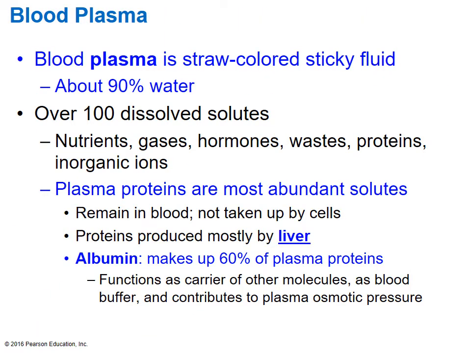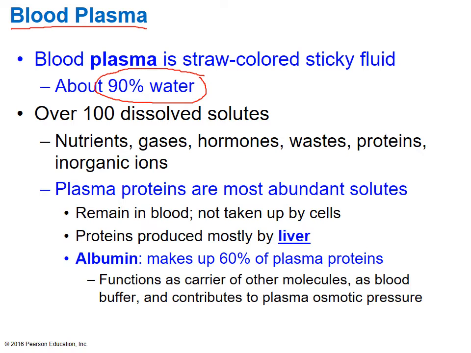Now let's take a look at the plasma. So as I said to you before, the plasma is mostly composed of water. And within the plasma, besides the formed elements, you will have different items floating around. So studies have shown that there's over 100 different solutes, and these can be things like hormones, waste products, inorganic ions, nutrients that are just kind of floating around within the plasma itself.